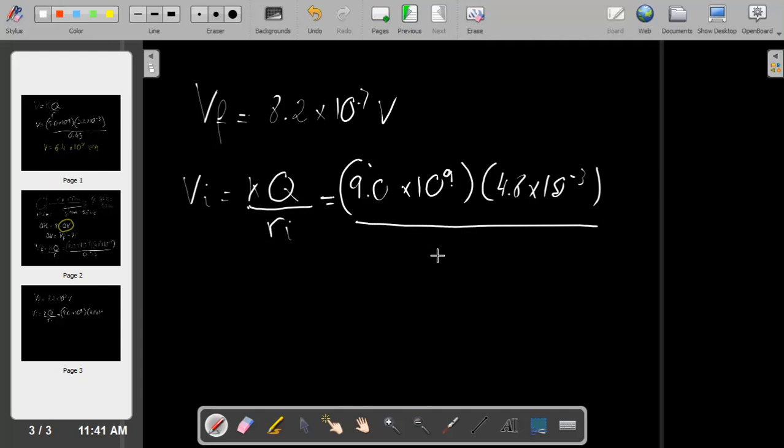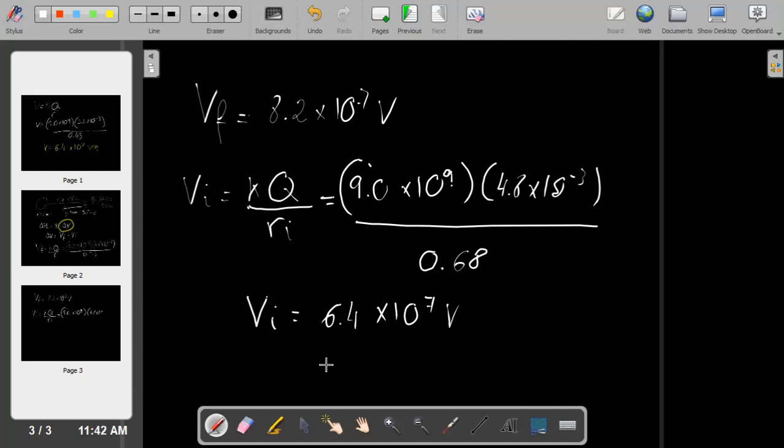What was our distance initially? It was 68 centimeters, but centimeters are also incorrect units. You need to divide it by 100 to convert it into meters. So this is the number you need here. Do the math, put all of these in your calculator, and your initial electric potential should be 6.4 times 10 to the 7 volts.